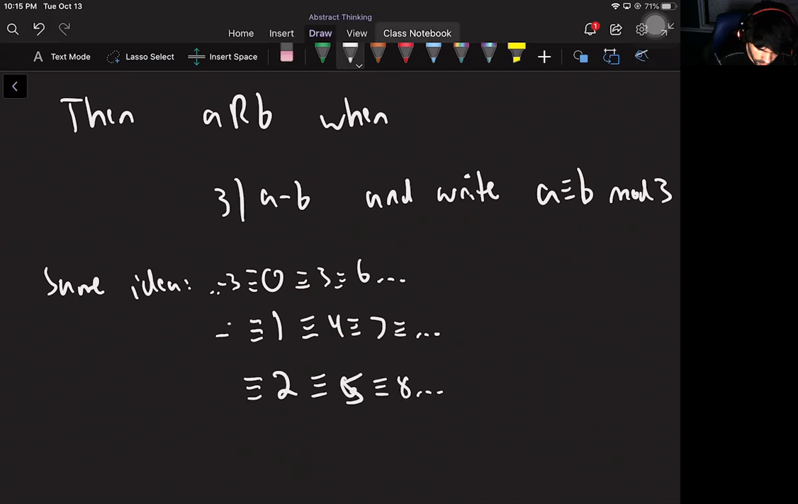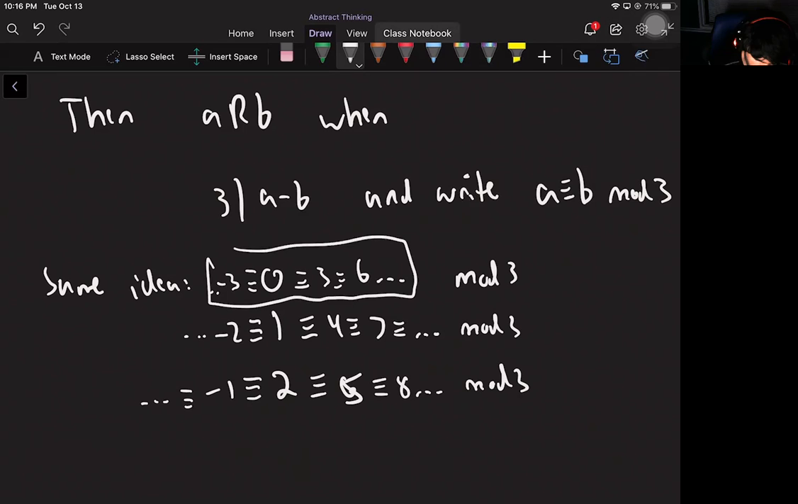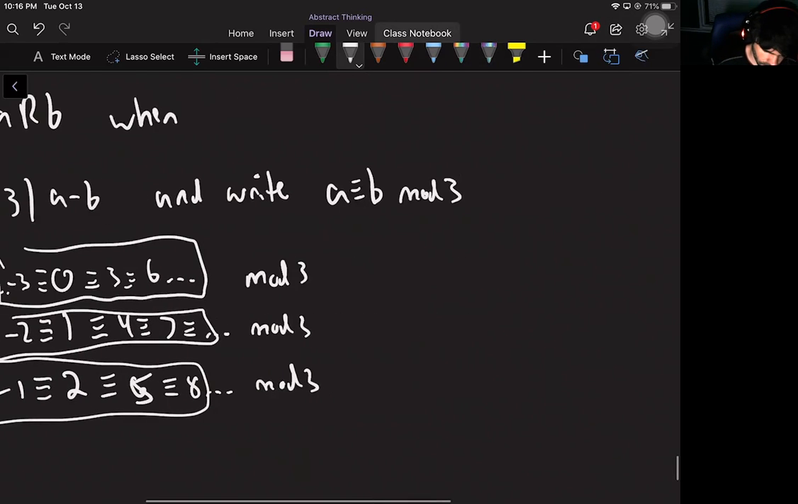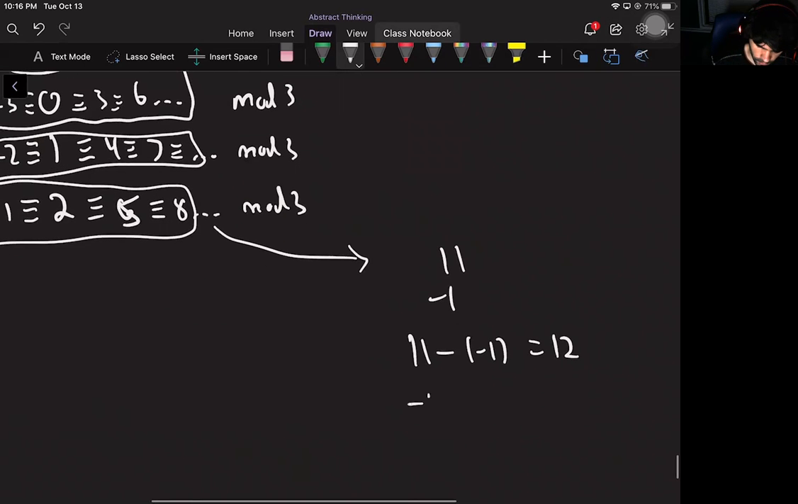It's 1 minus 3, negative 2, 2, negative 1. So same idea there. These are all the same mod 3. These are all the same mod 3. These are all the same mod 3. They're all congruent mod 3. These guys are all congruent mod 3. These guys are 2. And these guys are 2. Because their differences will always be a multiple of 3. And you could check, pick any number you want on this list. Pick like 11 and pick negative 1. If I subtract them in either order, that will be divisible by 3.